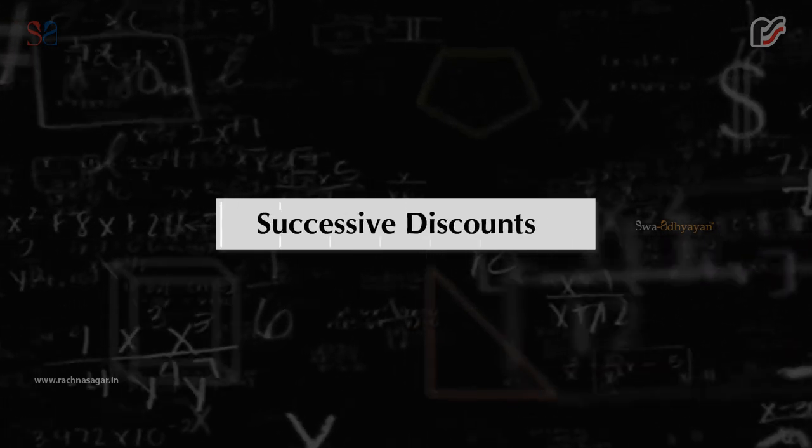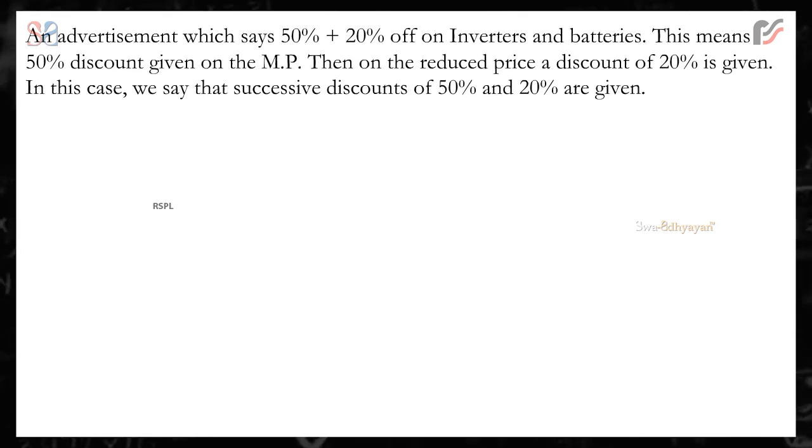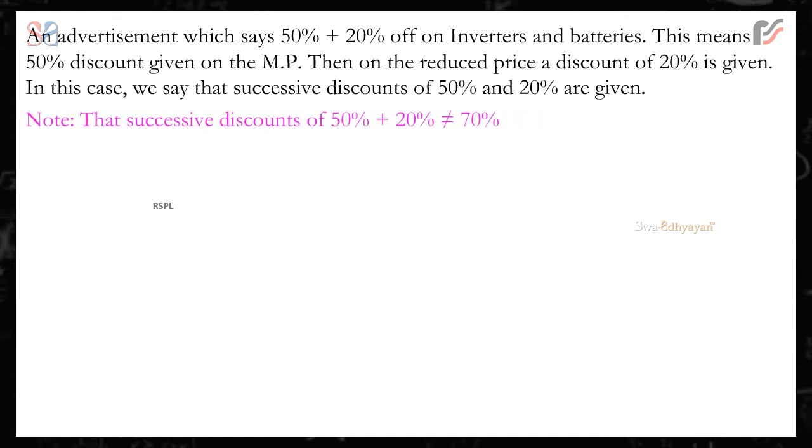Successive discounts. An advertisement which says 50% plus 20% off on inverters and batteries. This means 50% discount given on the MP, then on the reduced price a discount of 20% is given. In this case, we say that successive discounts of 50% and 20% are given. Note that successive discounts of 50% plus 20% is not equal to 70%.